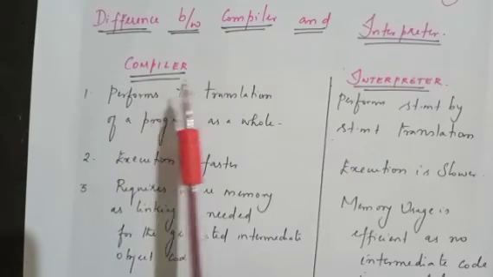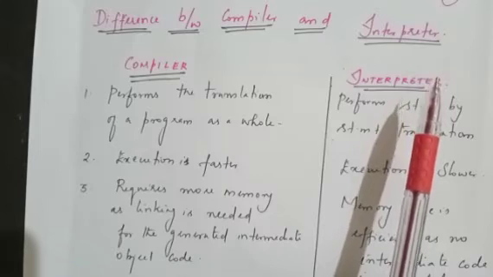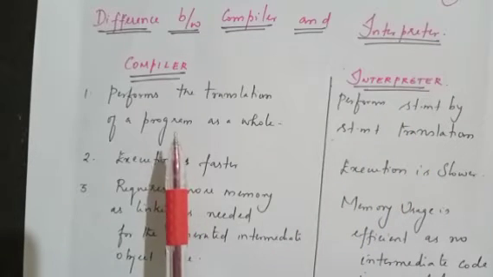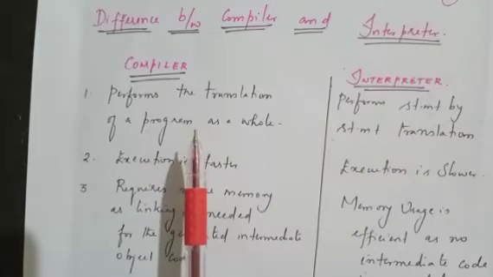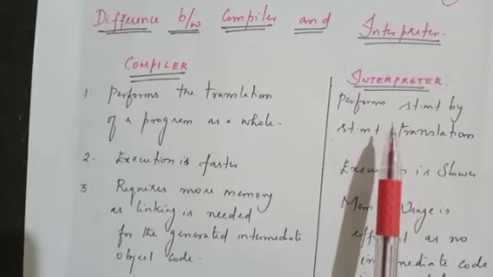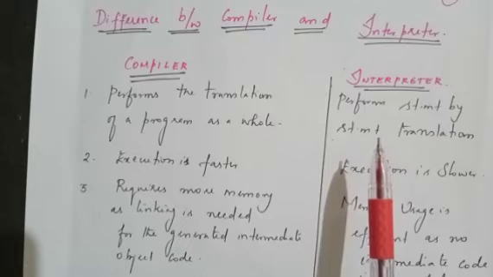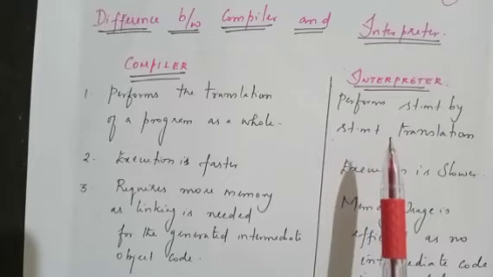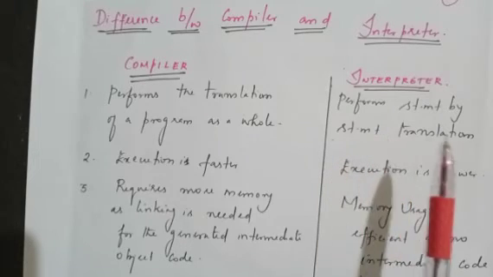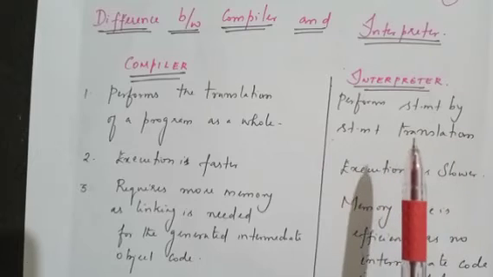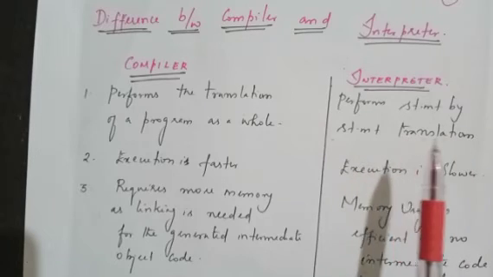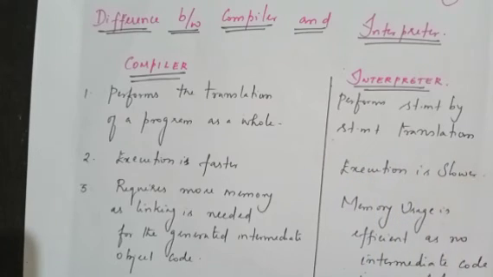You can see the difference between compiler and interpreter. In the case of a compiler, it takes the program as a whole and converts it into object code. In the case of an interpreter, it takes the program line by line and converts it into output. First it takes the first line and converts it into output, then it takes the second line and converts it into output.